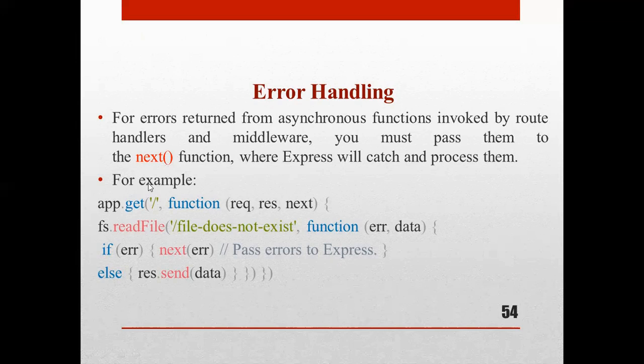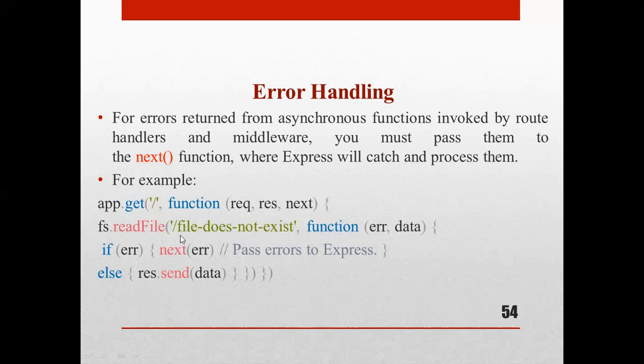See the example for that: app.get, inside the brackets a slash, comma, the function now contains three parameters: request, response, and next. That is the body of the get function here. Here we are going to use fs.readFile. The message says that the file does not exist, that means an error here. The function contains error, comma, data. This is the callback function here. readFile takes the callback. We are going to read that file.